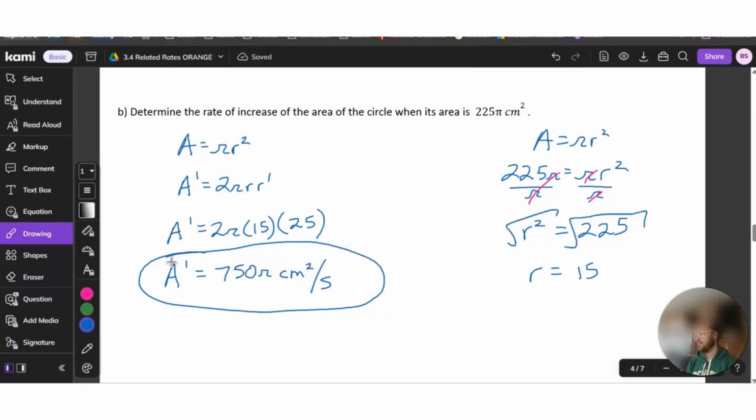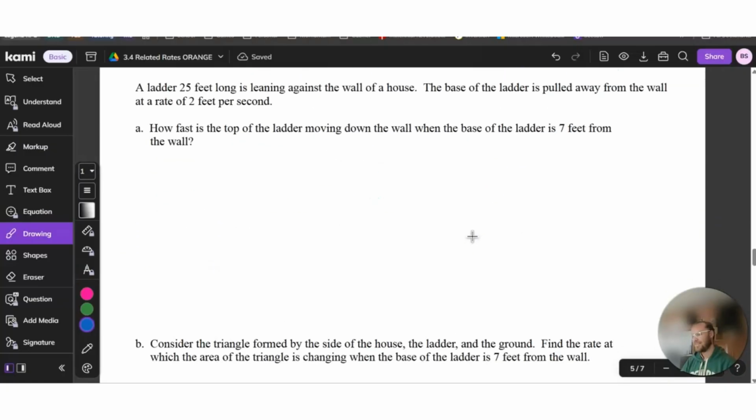Let's keep going. Let's try it. No, but the practice problems are for the virtual days.